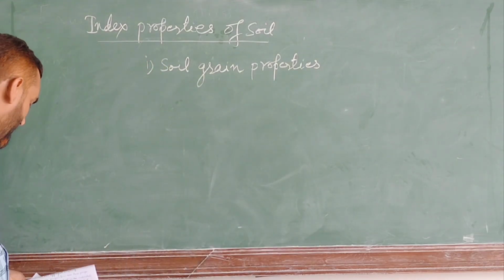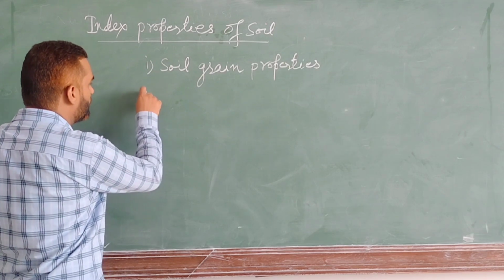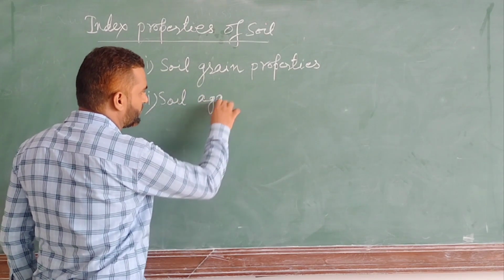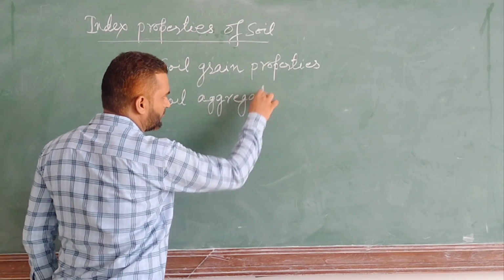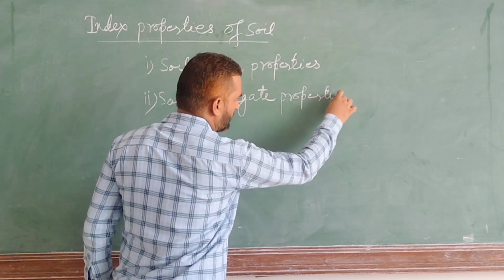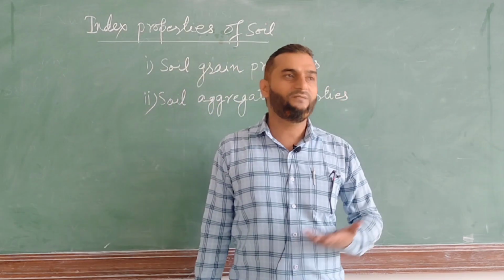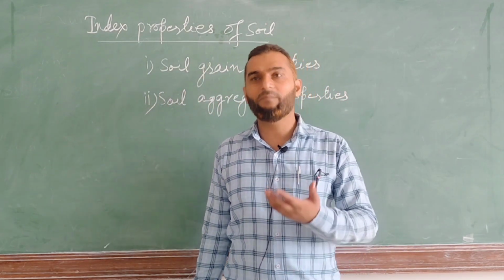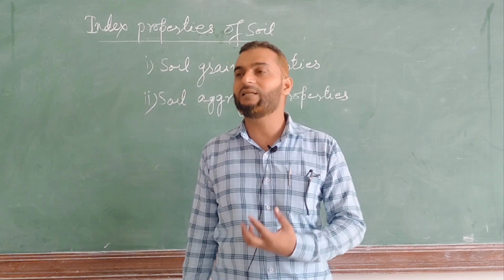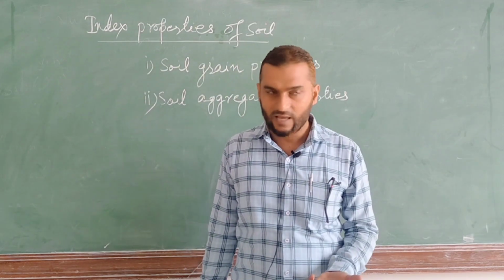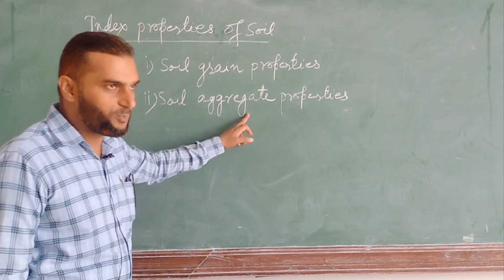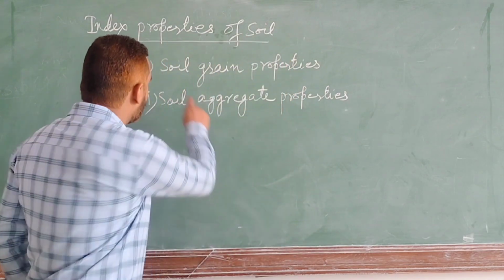Number 2 is soil aggregate properties. To classify a soil, we have to do some classification tests, and the numerical result obtained from those tests is called the index properties of the soil. And the index properties of the soil can be divided into soil grain properties and soil aggregate properties.